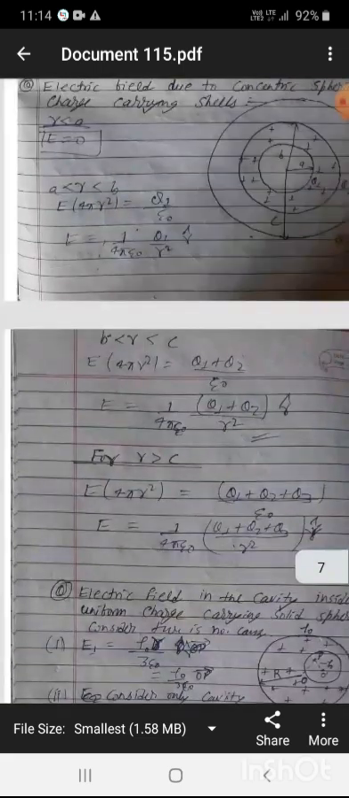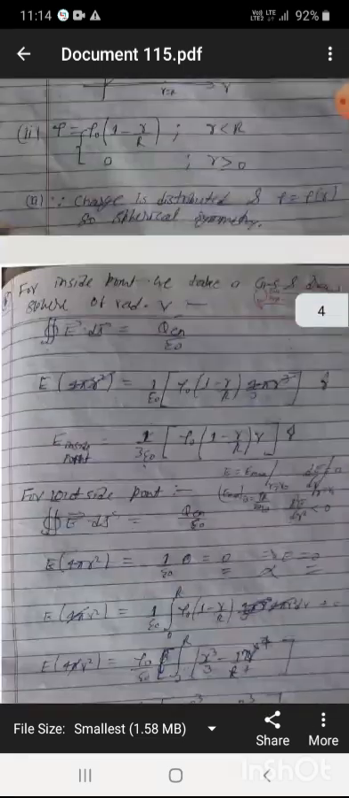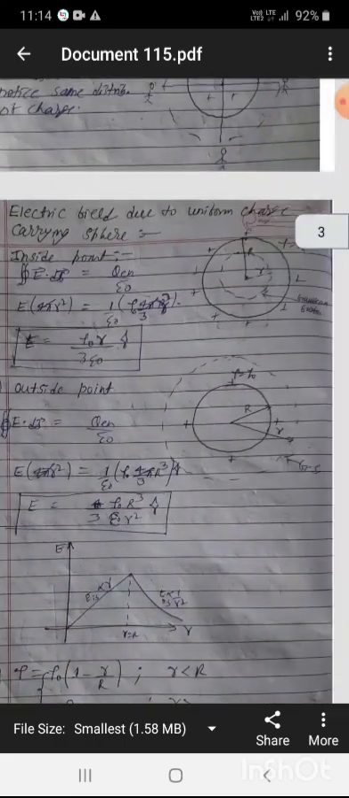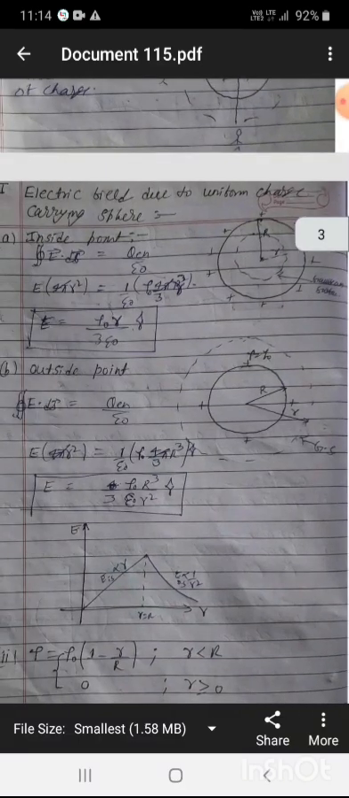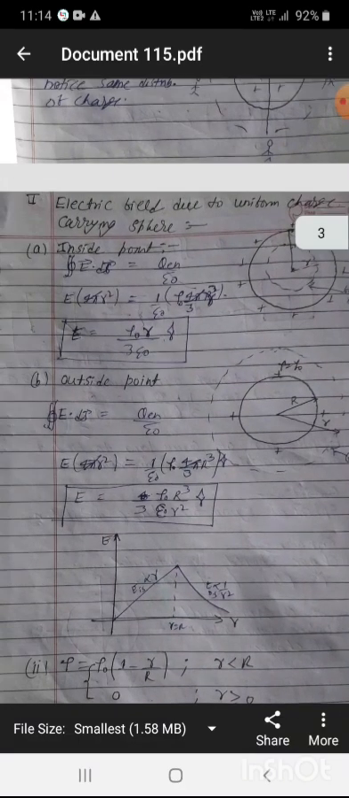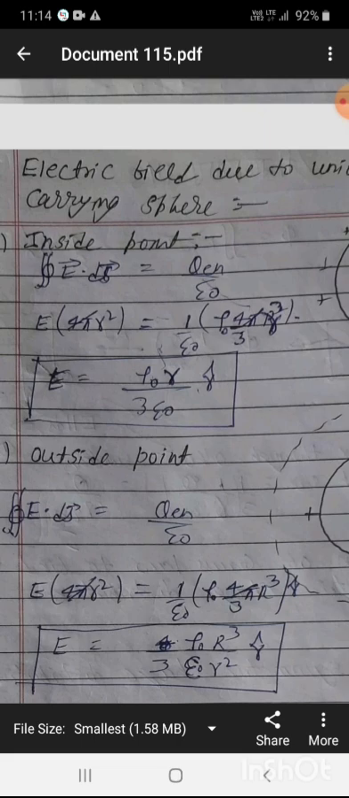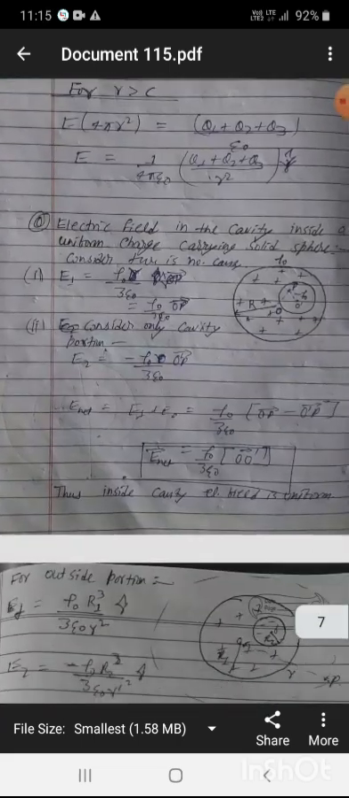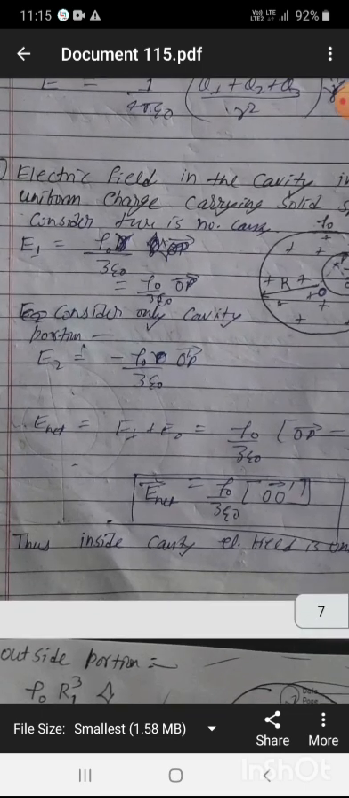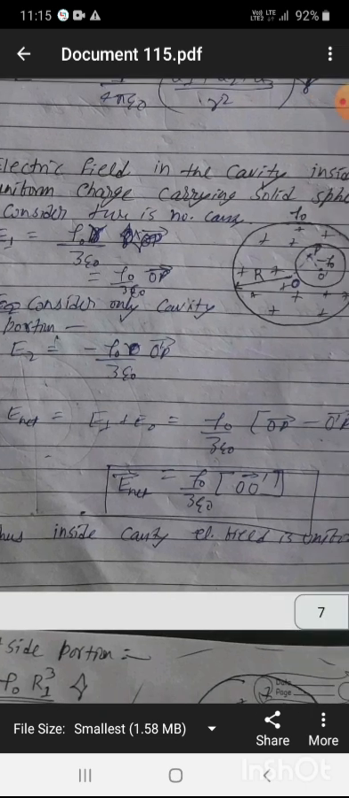We know that electric field at any point inside a uniformly charged sphere, we have calculated today, and it comes out to be rho naught r by 3 epsilon naught, r cap. You can see it, the inside point we have calculated. So on similar analogy, we get rho naught r by 3 epsilon naught into r cap, and that we can write in the form of vector as rho naught by 3 epsilon naught into OP vector.